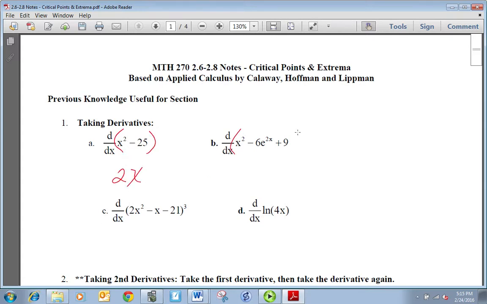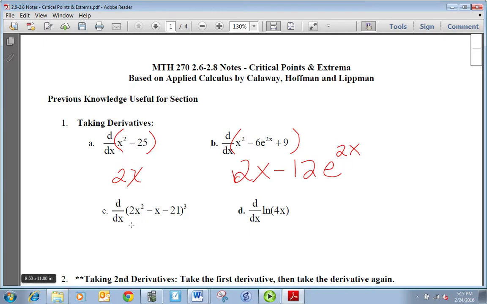Taking the derivative of x squared minus 6e to the 2x plus 9, I would get 2x, then minus 12e to the 2x. The 12 coming from the 2 times negative 6.